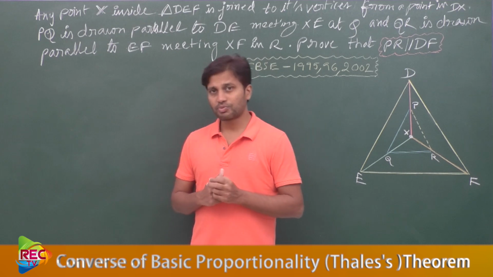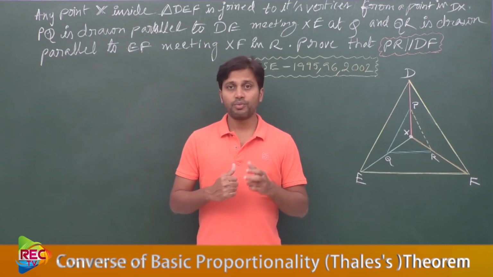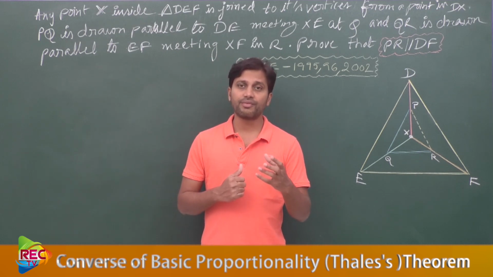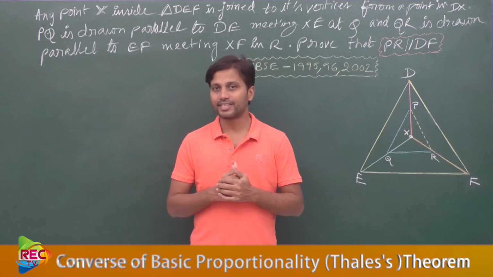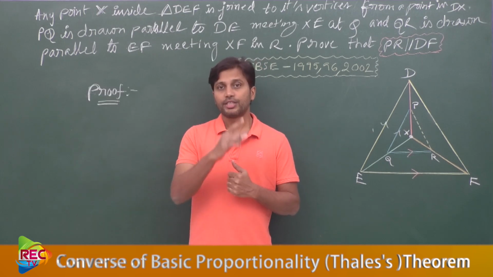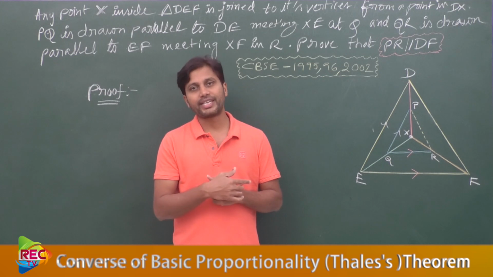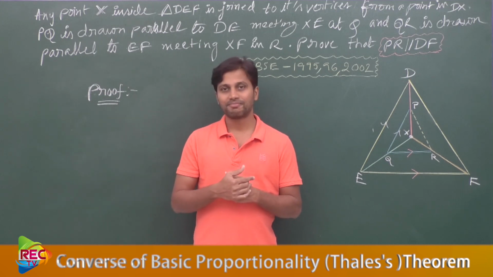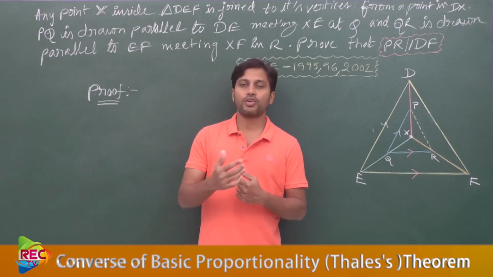Before starting this problem, let me tell you the result of the converse of the Thales theorem. The line which divides the two sides of a triangle proportionately will be parallel to the third side. That is the converse part.